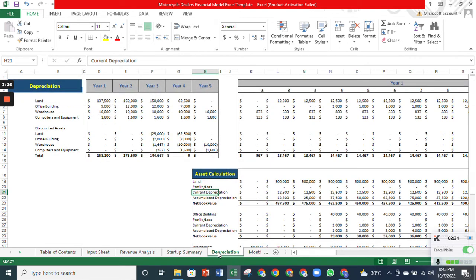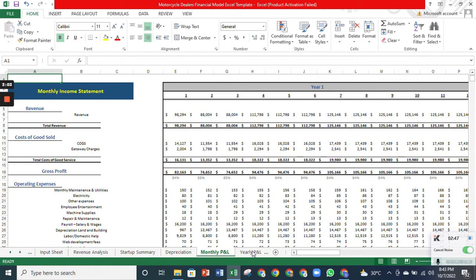The depreciation table will give you the depreciation value for your fixed assets, net book value of your assets, and the loss you are going to have from the sale of the fixed assets.